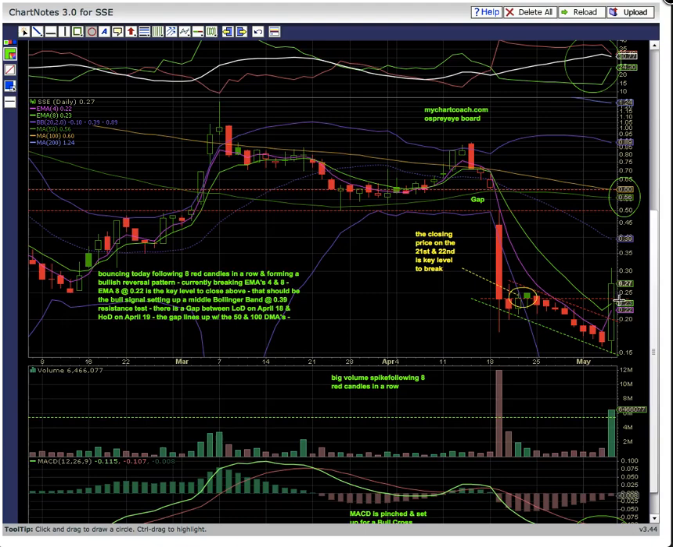If it fails to turn EMA 8 into support, or if there's a close below EMA 8, EMA 4, or the bottom of the gap line, that would signal downside risk.